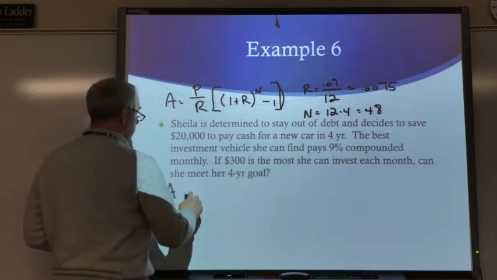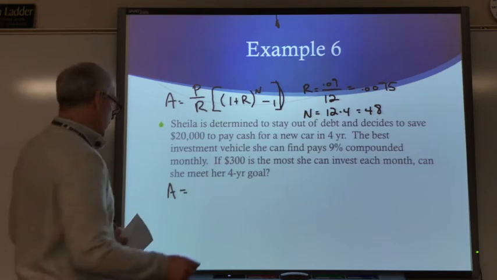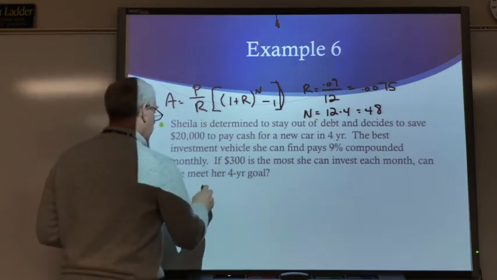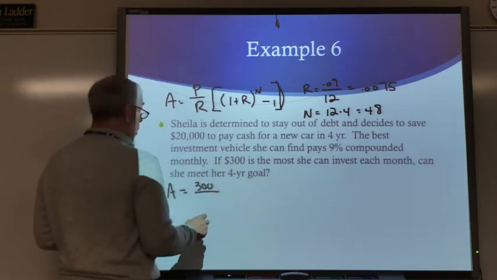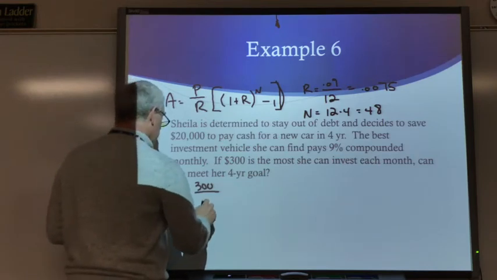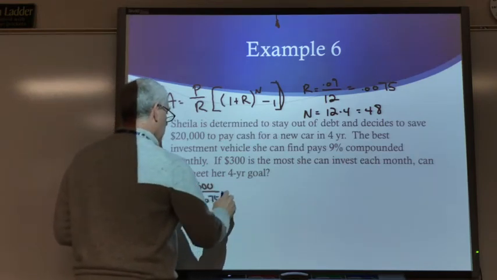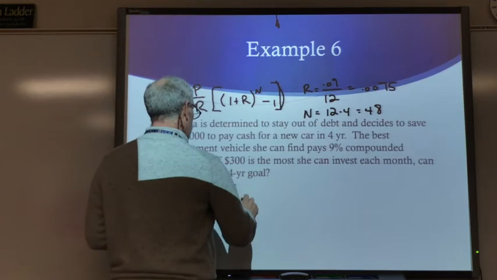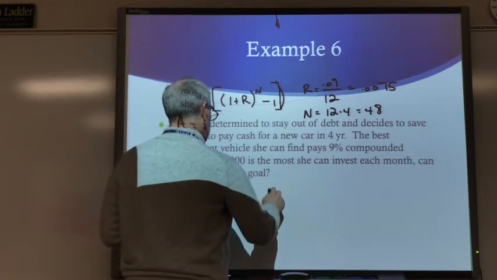We're going to try to see if we can get to our $20,000 goal. So we're putting in $300 a month over R, which is 0.0075. And then we have 1 plus 0.0075.